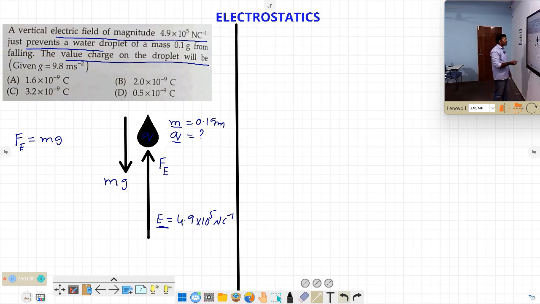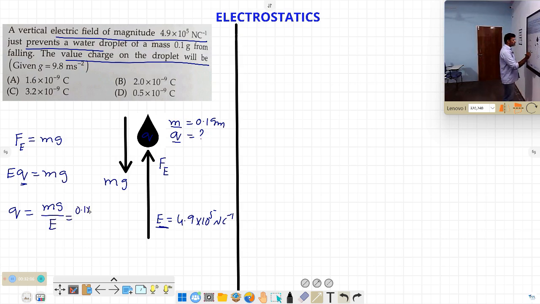Now what is the force applied by the electric field? The force applied by the electric field is equal to EQ. EQ is equal to mg. They are asking the charge on the water droplet, so Q is equal to mg by E. What is the m value? m is 0.1 grams, which means 10 power minus 4 kg, into gravity value 10, divided by E, the electric field. Here gravity value is given as 9.8, so you take 9.8.